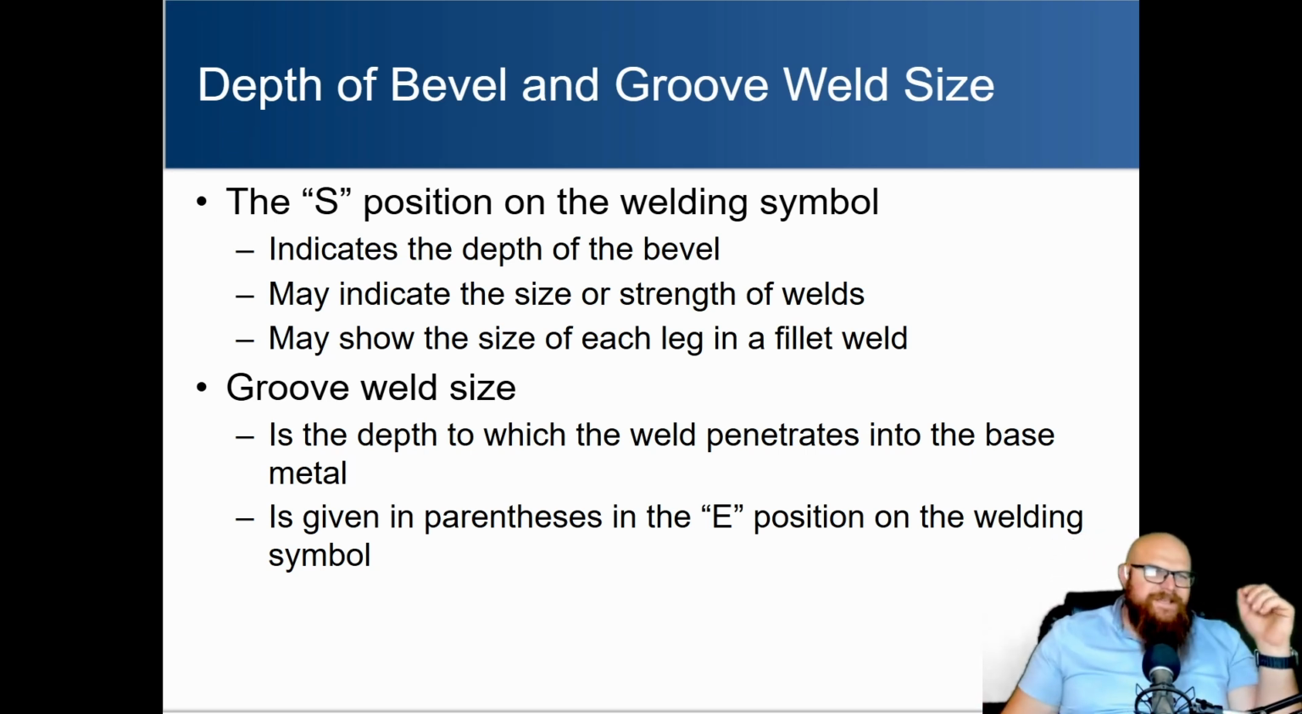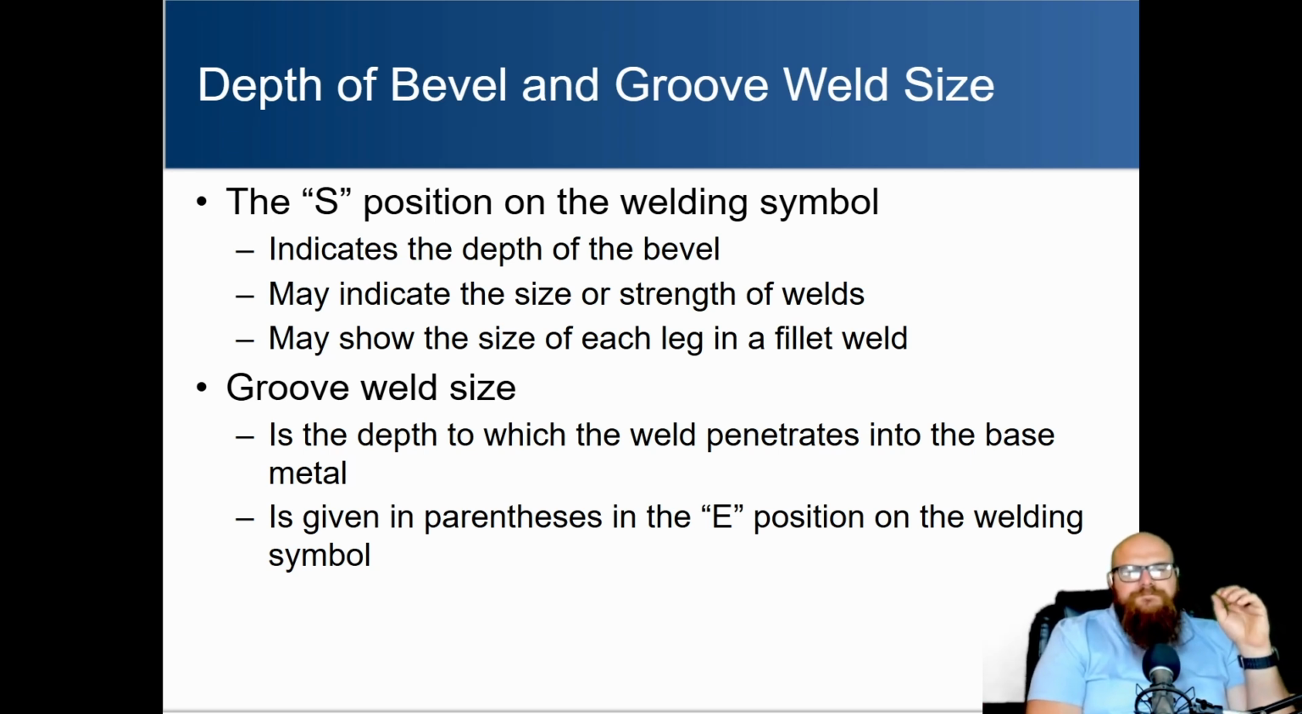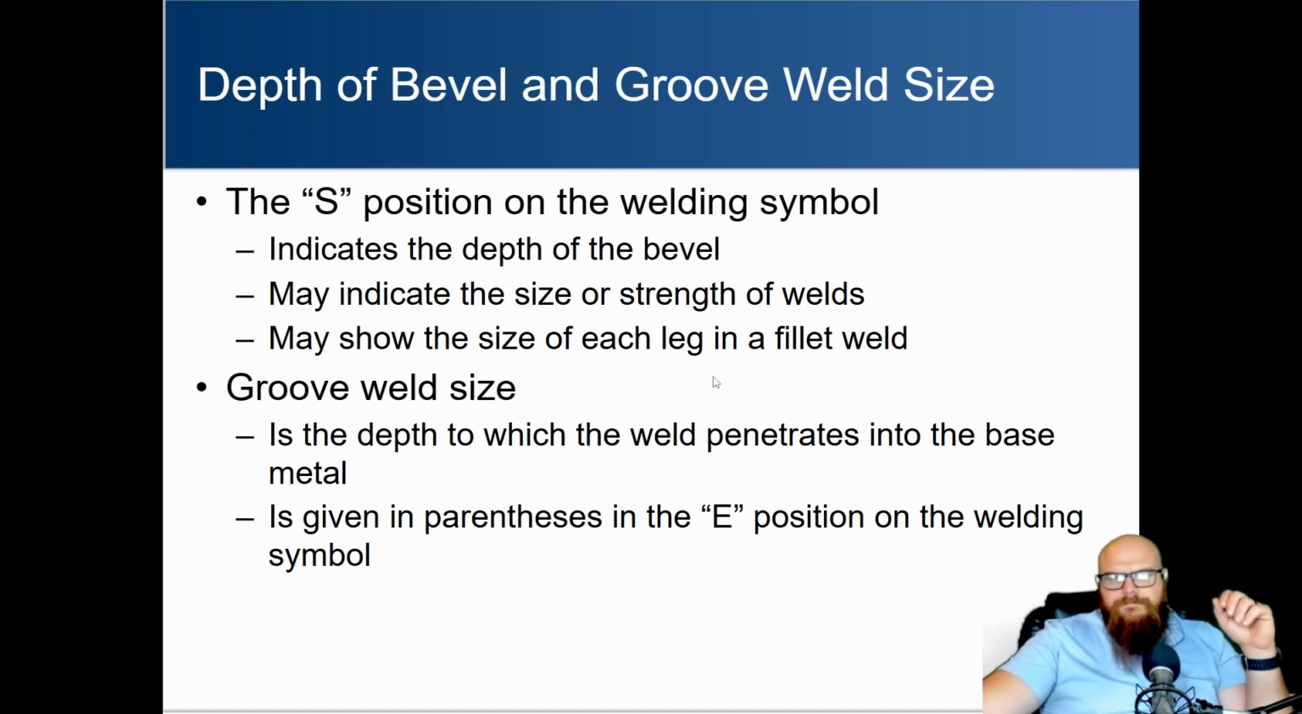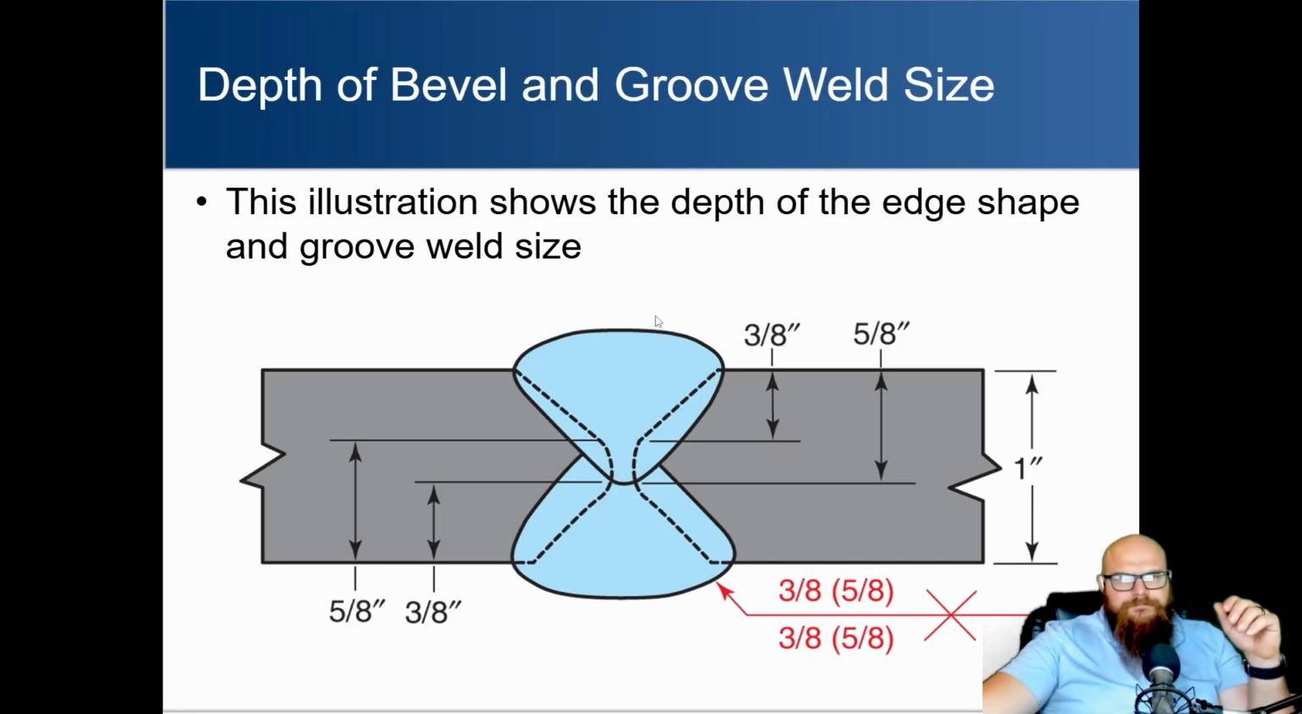So this says the S position of the welding symbol indicates the depth of the bevel, how much needs to be in there. It may indicate the size of it, the strength of the welds, the strength of each leg in a fillet weld. The groove weld size, it could be the depth, how well it penetrates into the base metal. The E position in the welding symbol indicates what position you might be welding those things in.